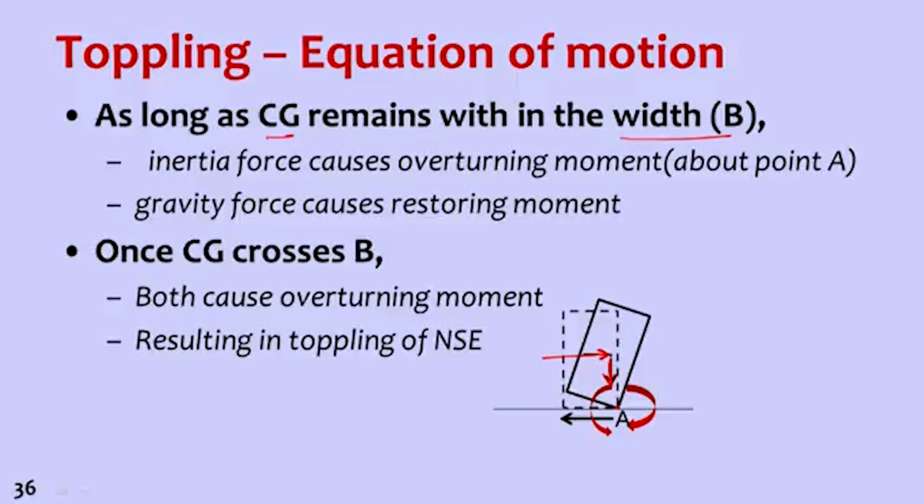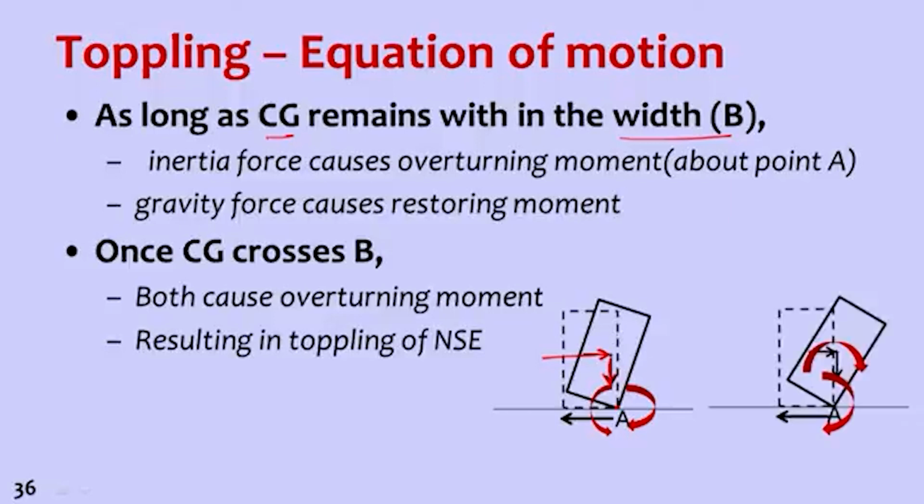But if the CG of this one crosses the vertical line, then the applied force and the restoring moment both act in the same direction. So thereby the non-structural element will topple. So it's something like this. You can see this one. This is case 1. This is case 2.